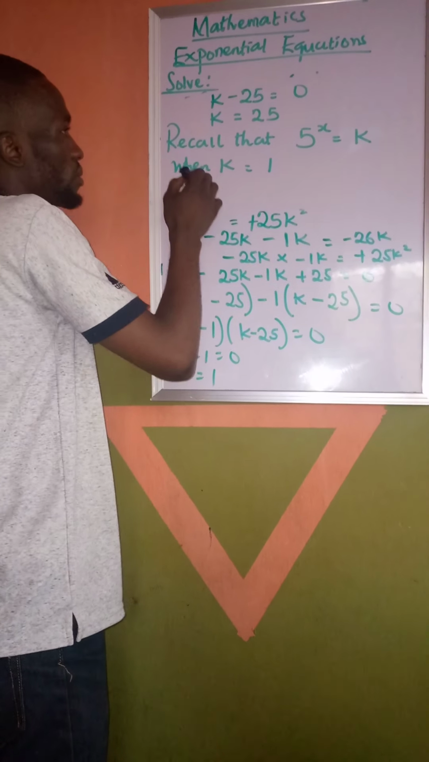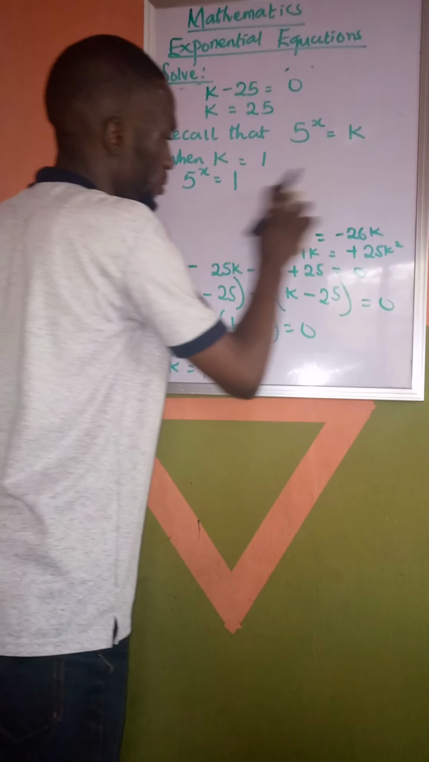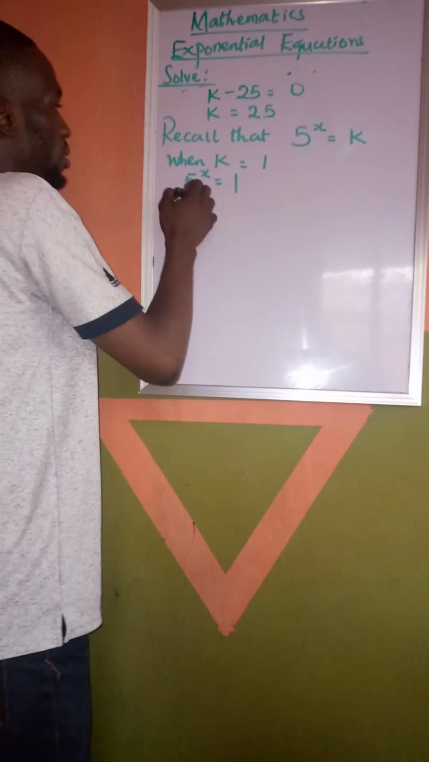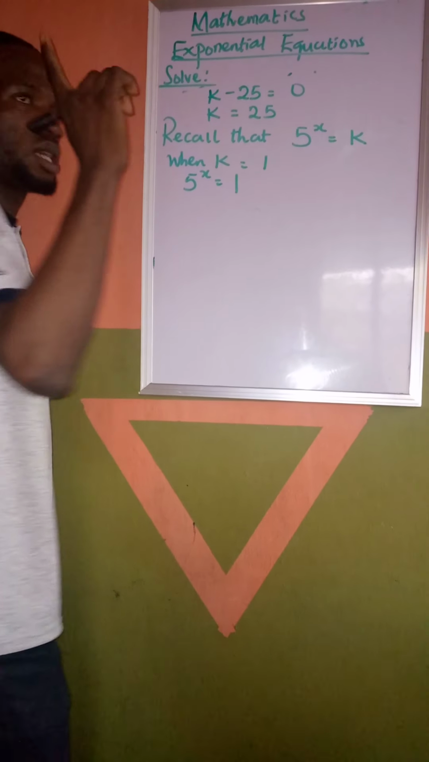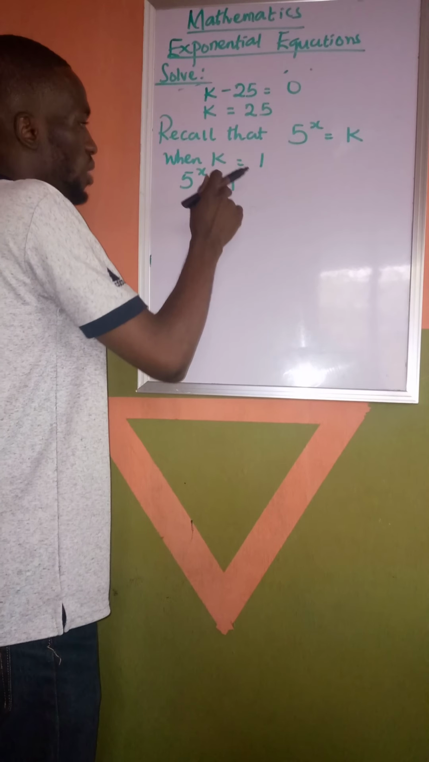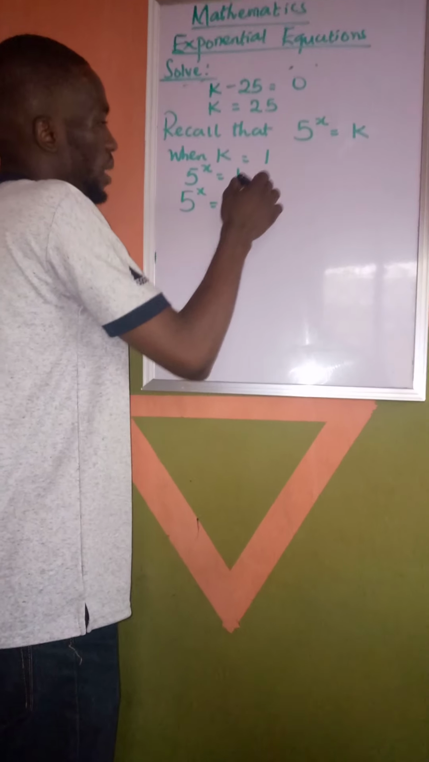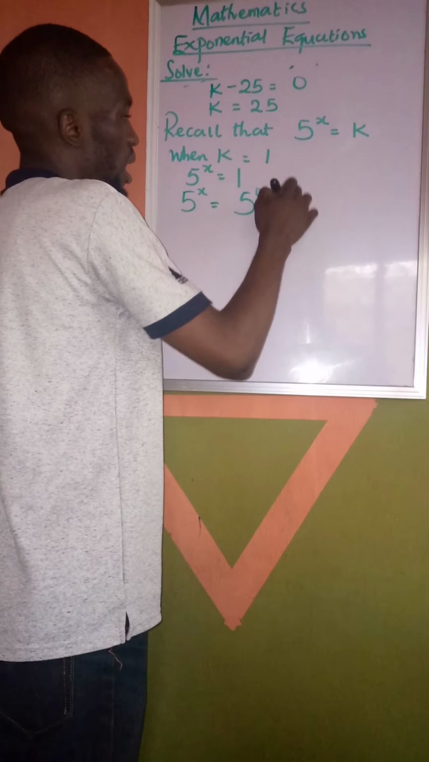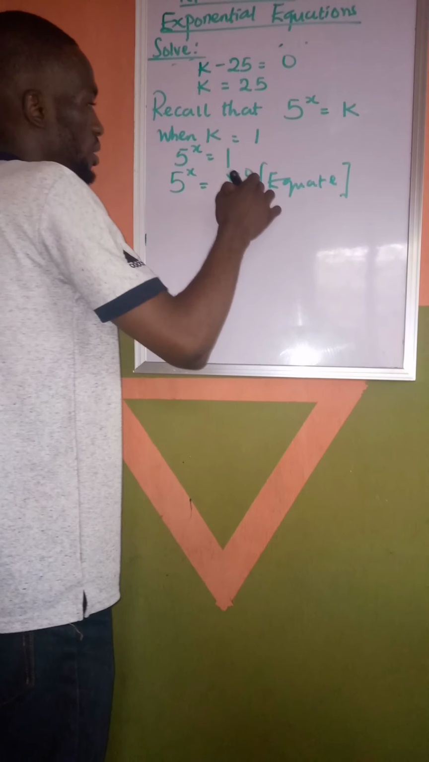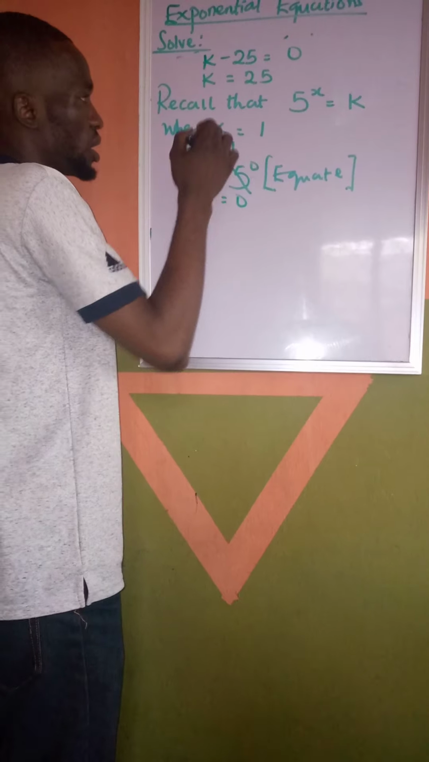So when k equals to 1, the 5 raised to power x equals to 1. That is, from our zero law, we learned that anything raised to power 0 is 1. So I can replace this with 5 raised to power x equals to 5 raised to power 0. From here now, I can equate. That is, my 5 will cancel each other. So my x will be equals to 0.